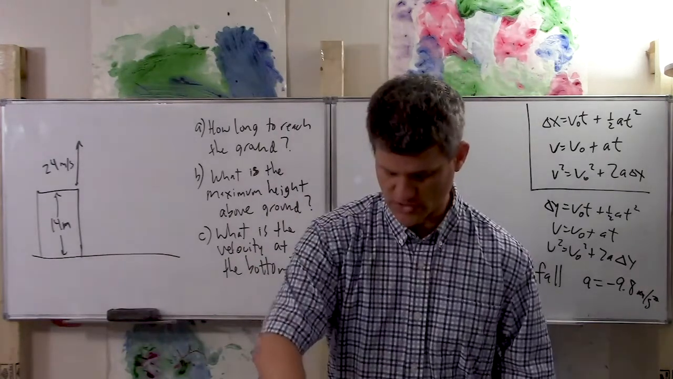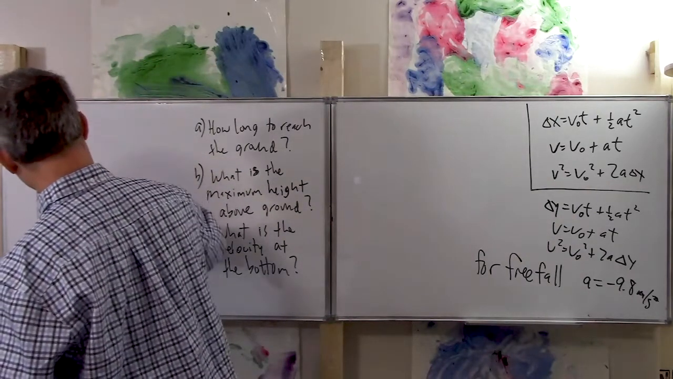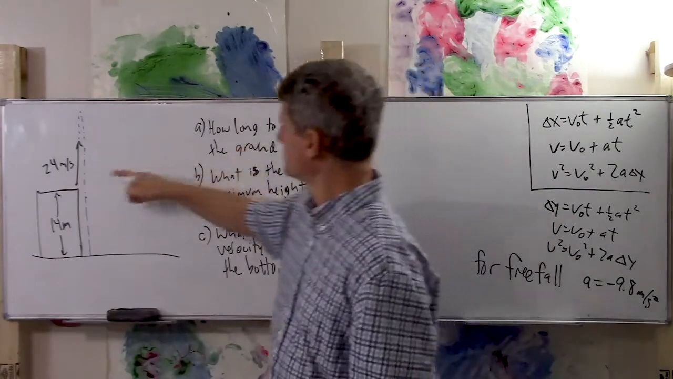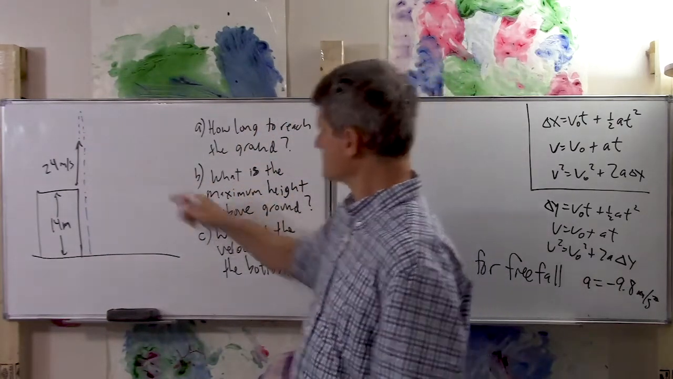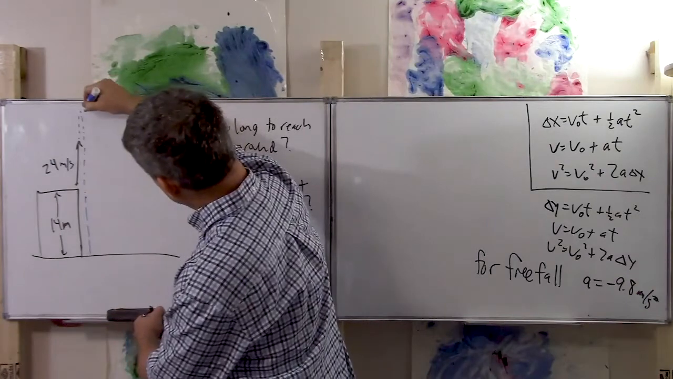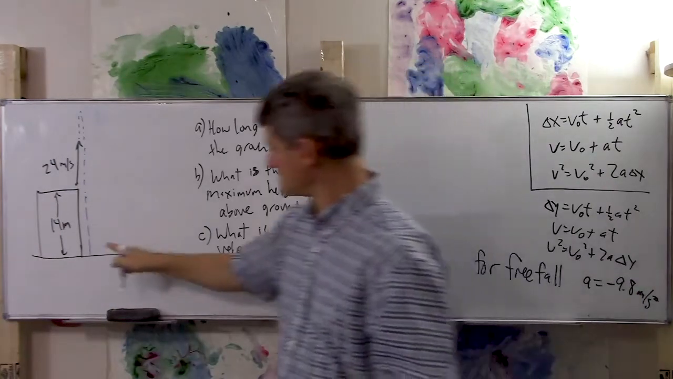So let's look at the motion that it's going to do. It's going to go up, and then it's going to come directly back down. So question A is asking, what is the total time? Question B is asking, what is the maximum height above ground? That is, how high is this point above ground? And question C is asking, what is the velocity at the bottom?